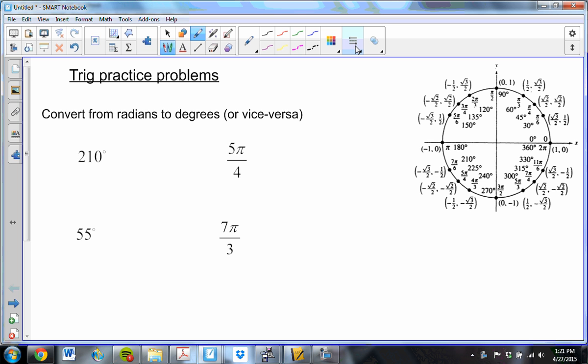210 degrees, well if it's on your unit circle, and 210 degrees is on the unit circle, the radian measure is very quick to find. 210 just goes to 7 pi over 6. So the radian measure here is 7 pi over 6 radians.